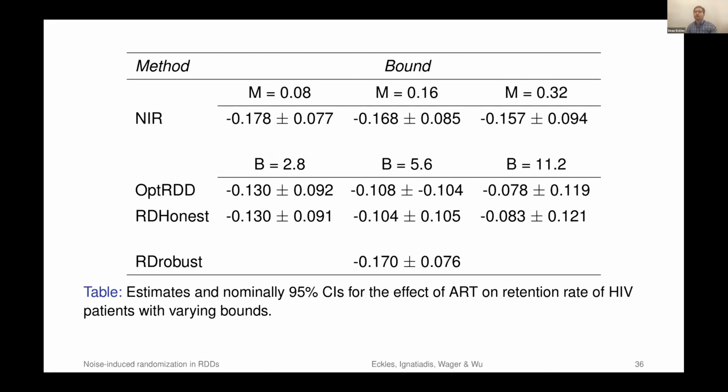If we look at the results from this noise-induced randomization method with different bounds on the conditional expectation function for the outcome, alpha, we can see that we're often getting tighter confidence intervals than some of these other methods. And this reflects that there is a lot of measurement error here, right? If there was not a lot of measurement error, that might not be true.